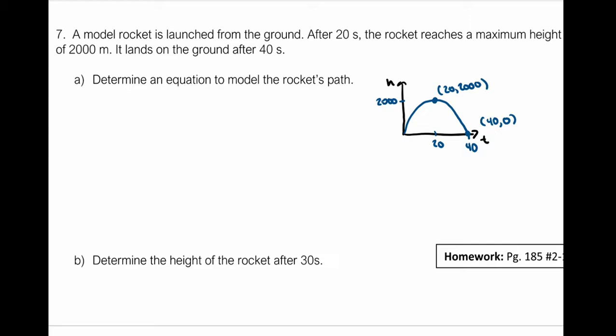So using this information, come up with an equation to model the rocket's path, and then use that equation in B to figure out what would the height of the rocket be after 30 seconds. Again, I recommend you pause the video, try to do this on your own, and then we'll come back with the solution.